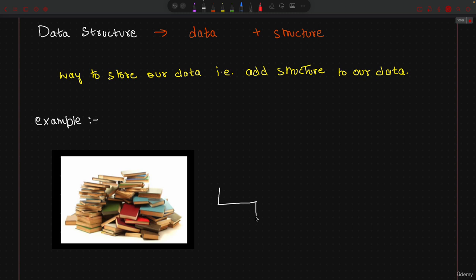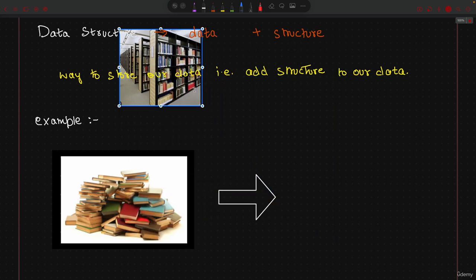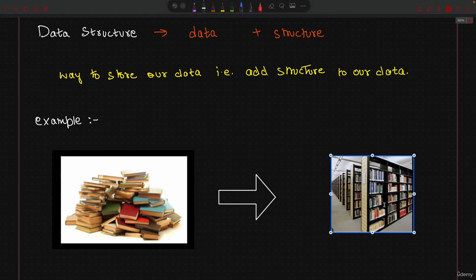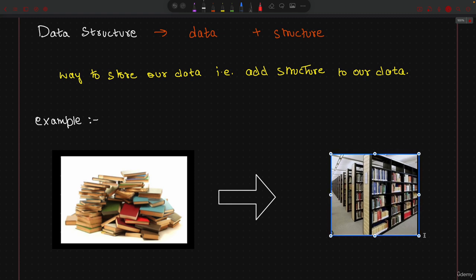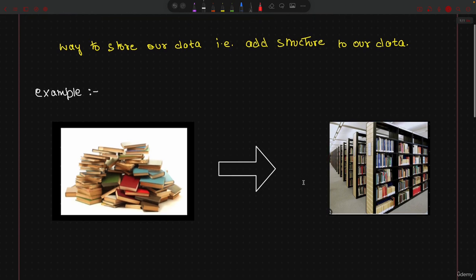On the other hand, if I'm able to add some structure to this particular pile of books, then the same data can very nicely be managed. And the kind of structure which I can add is something like this. So a bookshelf is also, in very intuitive terms, an example of adding structure to your data, right? Now, if I have to find a particular book, again, you can imagine how easy it's going to be, right? So that's a very good intuitive example.